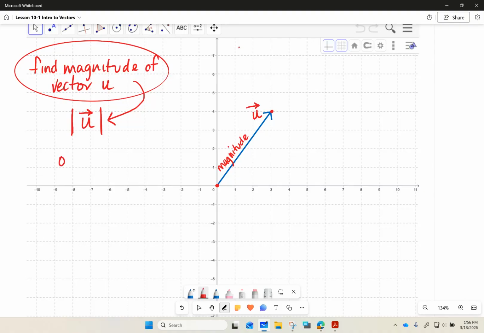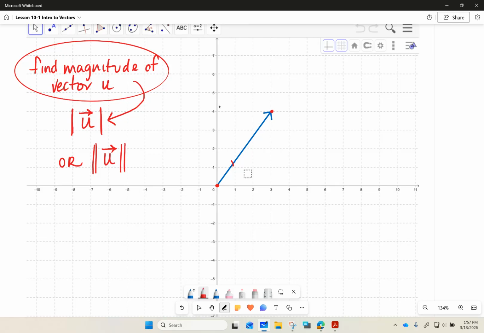I also want you to know that some books like to use 2 bars like this, and that also means magnitude of vector. So either one of those means the same thing. I'm just going to use 1 bar, but I want you to know that 2 bars are also used on either side. Okay, so let's go back to magnitude. I'm asking you to find the magnitude of that vector. So basically, let me erase this word here a second and this right here.